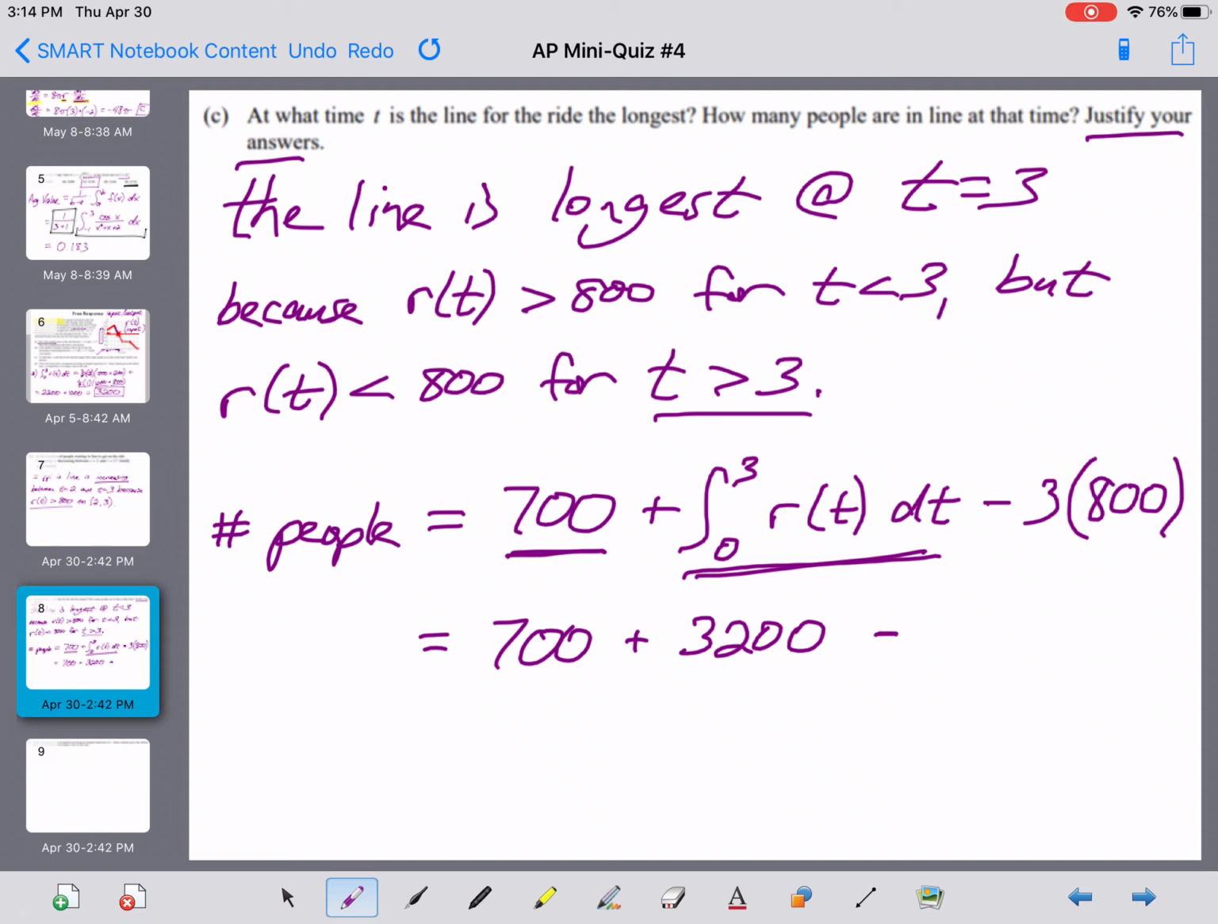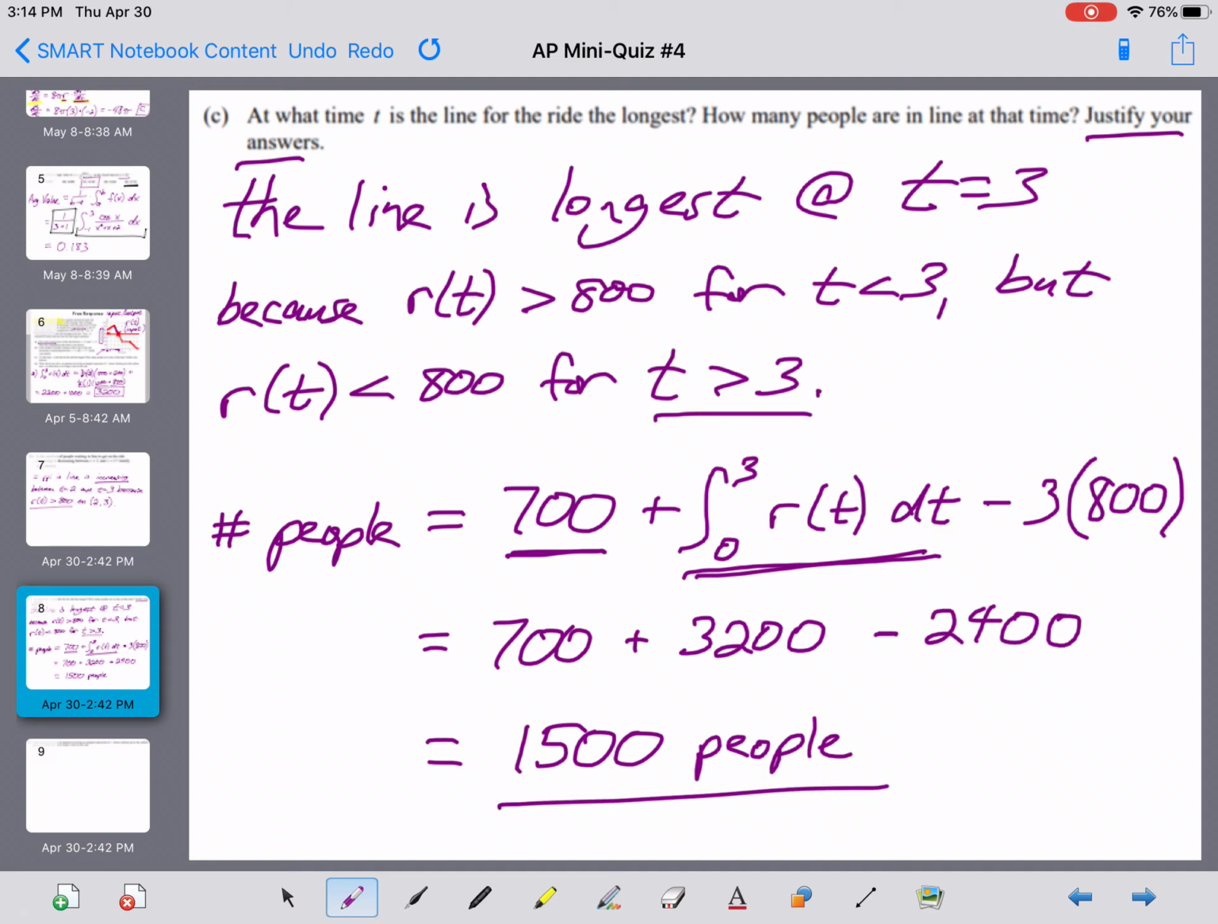But during that whole time, the ride has been running, and we've been able to take 2,400 people out of the line by getting them onto the ride. So that 3,900 minus the 2,400 gets us a total of 1,500 people who are still in line for the ride at this time of t equals 3. That sounds like a ridiculous number of people to me to be in line for a ride, but I guess if you've been to a big park and you know how long that can take and how many people they cram in there, I guess we can buy that.